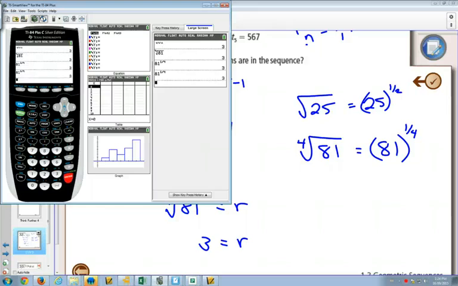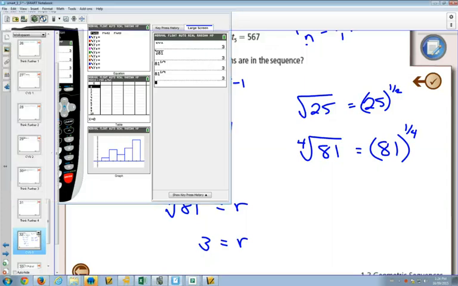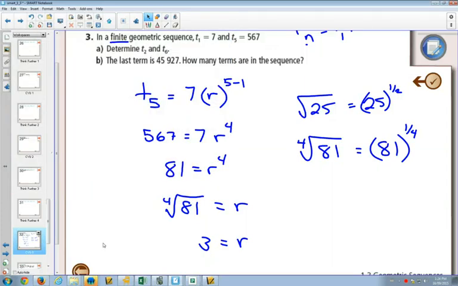Excellent. So we find out that our r value is 3, and because our r value is 3, now for part A, if you wanted to find term 2, well, if term 1 is 7, and we're multiplying by 3, what will term 2 be? 21. You wouldn't even need to use a formula to find that out, because you're just multiplying by 3.